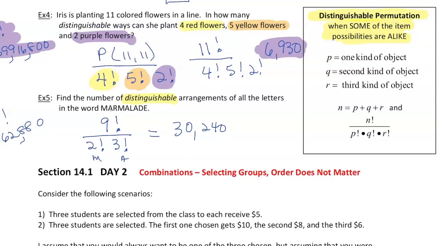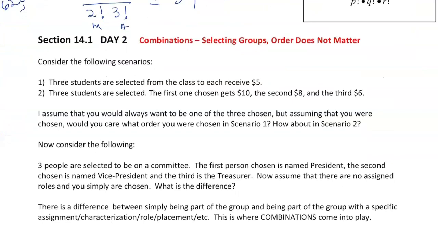When things repeat, you need to account for the repetition, and that reduces your number, and that should be your tip-off. You're going to have a fraction, and the end result will be the distinguishable permutations. Okay? All right, that's the end of permutations. Permutations, order matters. Let's go to the next topic.